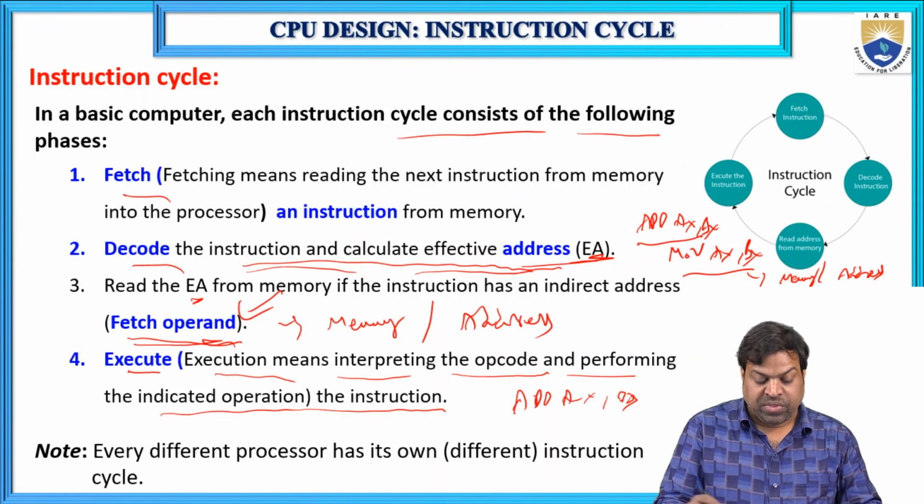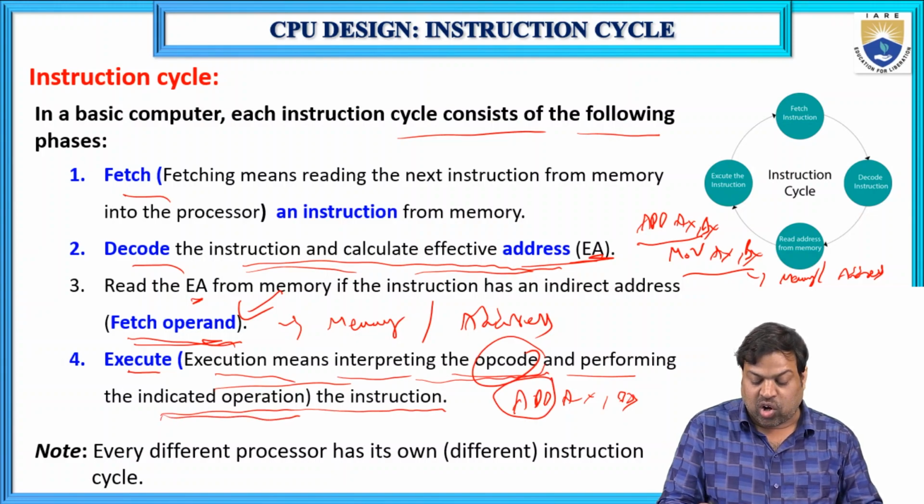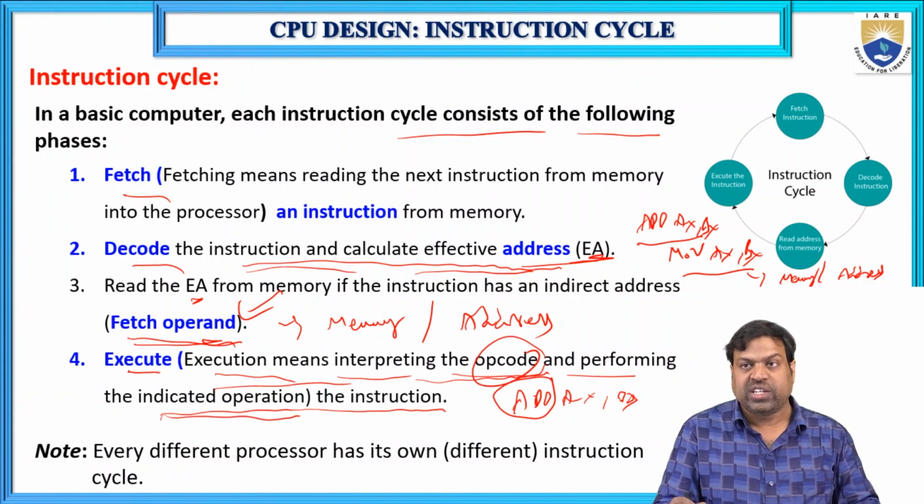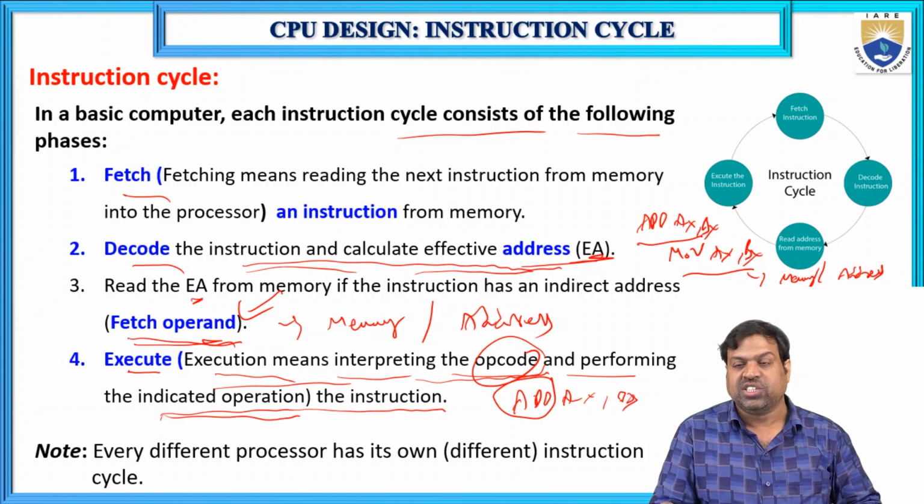Okay, so here execution means interpreting the opcode. Add is an opcode, and it performs the indicated operation of the instruction. What is the operation? You need addition. So at the time of addition, it is arithmetic. If I'm going for logical operations, then OR gate, logic gates, I may have to use.